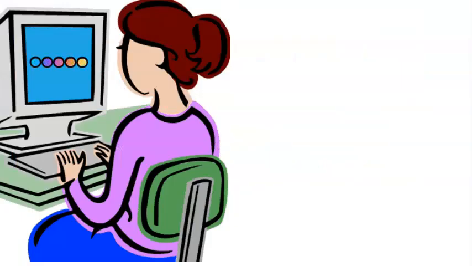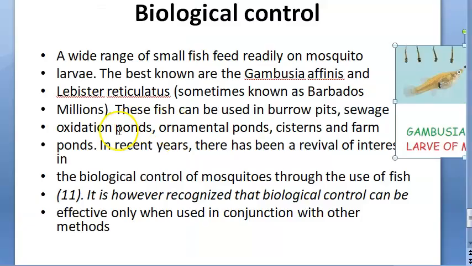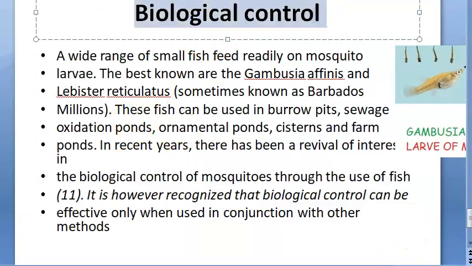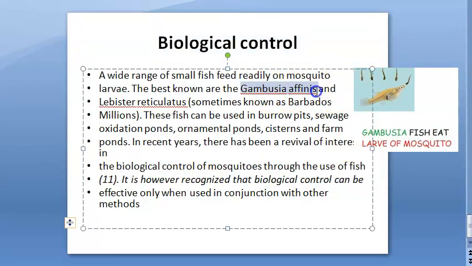Good. Guys, where are we? We are going to now look at biological control, guys. Pay attention here. Biological control of these larvae, right? So you have this Gambusia fish. Very important. You have to write this name in the exam. Gambusia affinis. It is also called Lebister reticulatus. It is a different name. There are two different fish, Gambusia affinis and Lebister reticulatus, which is also known as Barbados millions.